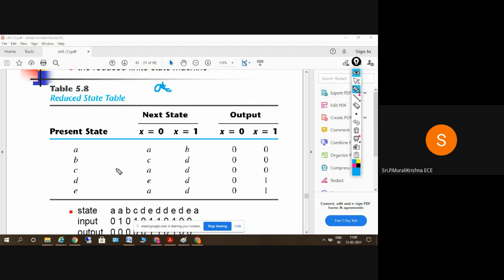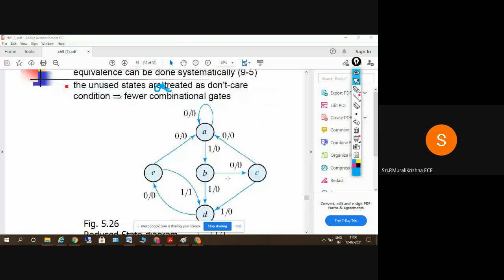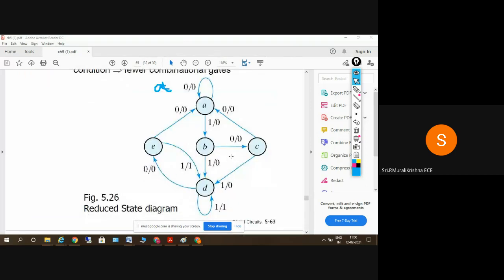From those values we reduced two states here. So we reduced two number of states. Since two states are reduced, the number of transitions will also reduce. Okay, so we'll get the diagram like this. This is the final diagram. You can take this diagram.